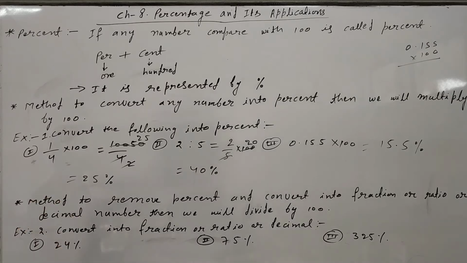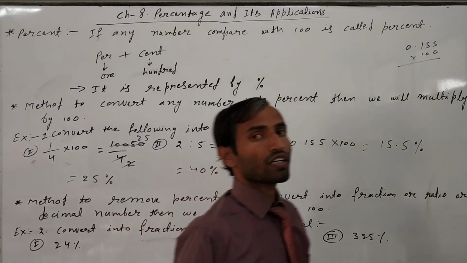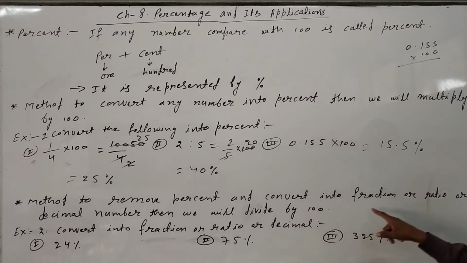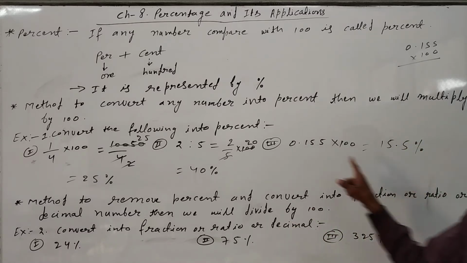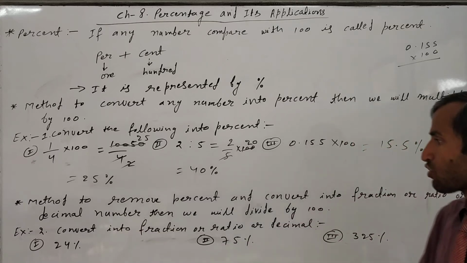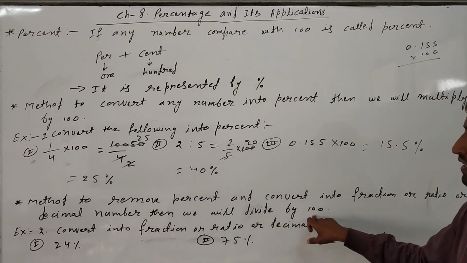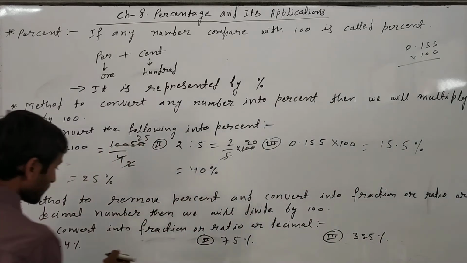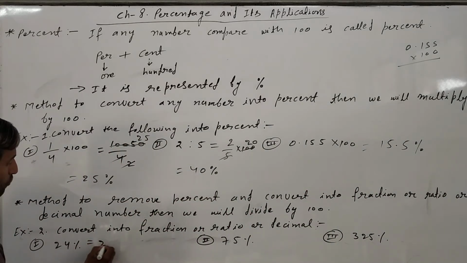Now the second method. We have to remove the percent, meaning whatever percent is given, we have to convert it into either a fraction, ratio, decimal, or maybe an integer. In this case we have to divide by 100. We put it upon 100, like this, as you see here, 24 upon 100. We divide by 100 in place of the percent sign.